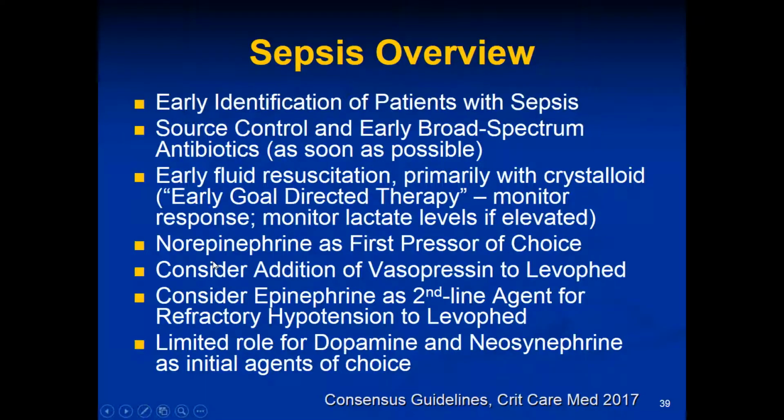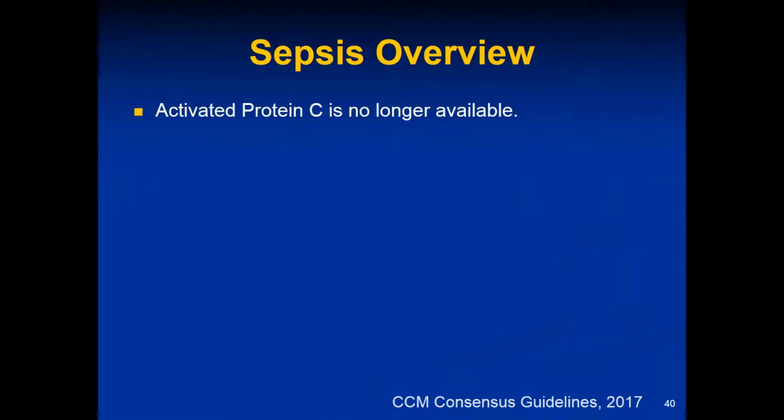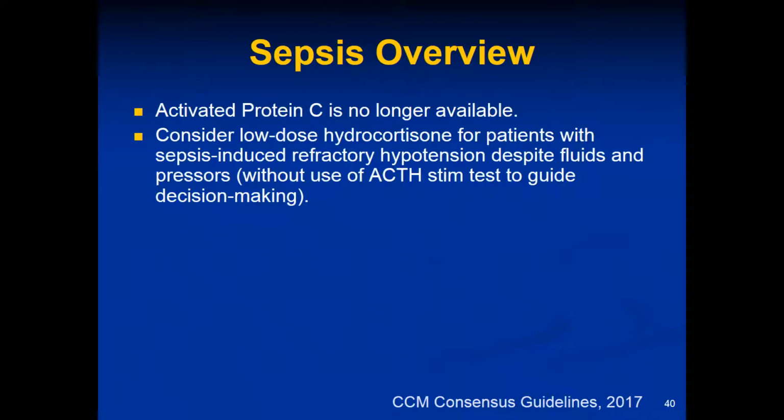Norepinephrine is the pressor of choice. Consider addition of vasopressin as a sparing agent. Epinephrine has now emerged as a second-line pressor. There's a limited role for dopamine and neosynephrine as the initial agents of choice, as we talked about in select circumstances. We didn't talk about this, but activated protein C used to be an agent to treat microvascular thrombosis. We thought it's no longer available.